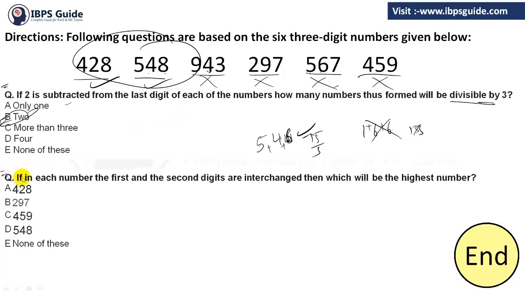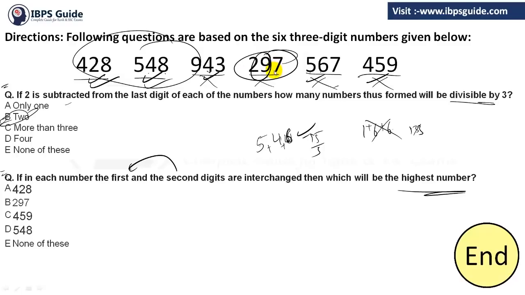Now see the next question. If in each number the first and the second digit are interchanged, then what will be the highest number? How do you find the highest number? It depends on the first digit, and the first digit will be the second digit. Yes or no? So just see the second digit. There you have 2, 4, 4. There you have 9. There you have 6, and there you have 5. So what will be the highest digit?